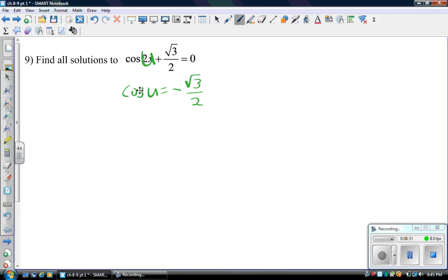Now how do I reverse cosine? Well, I do the inverse cosine. And again, technically you don't have to write this, but you're doing the inverse cosine of the cosine. You're doing the inverse cosine of that. Whatever you do to one side, you do to the other. That pretty much goes away, and you're left with U equals the inverse cosine of negative root 3 over 2.